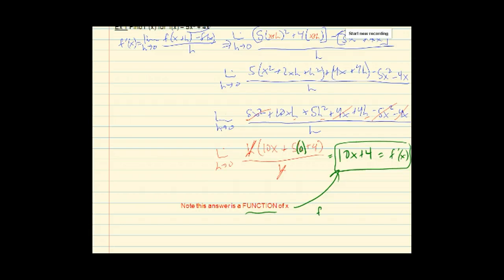Say I'm interested in finding the derivative of my function at 1. Well, that means I just take my derivative function and I plug in 1. And what do I get? I get 14. The slope of the tangent line at x equals 1 to this particular curve is 14.